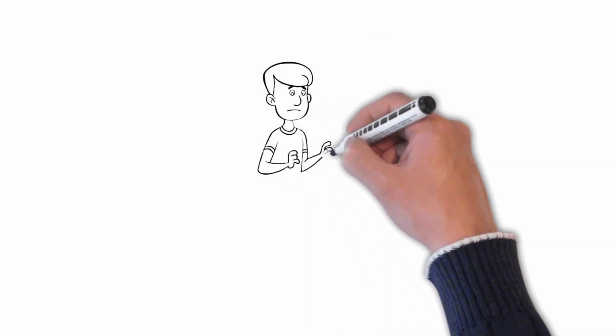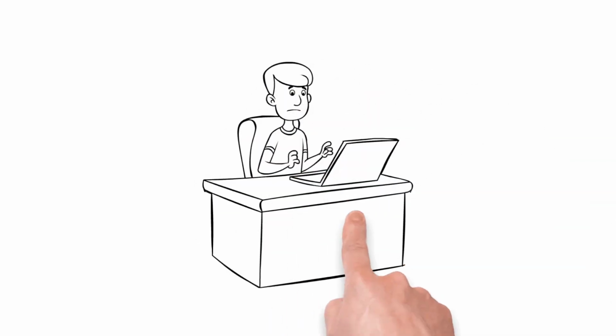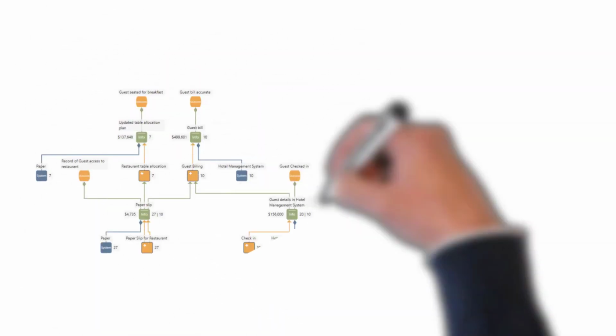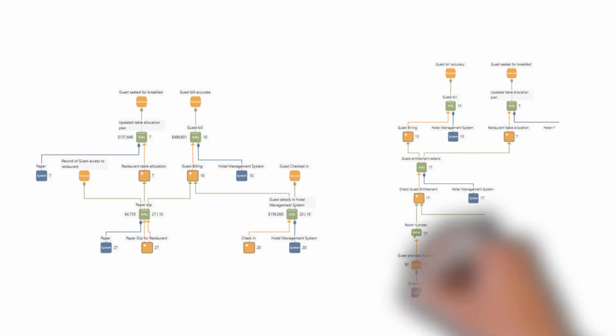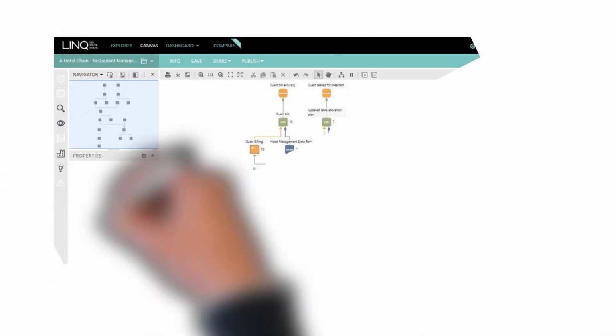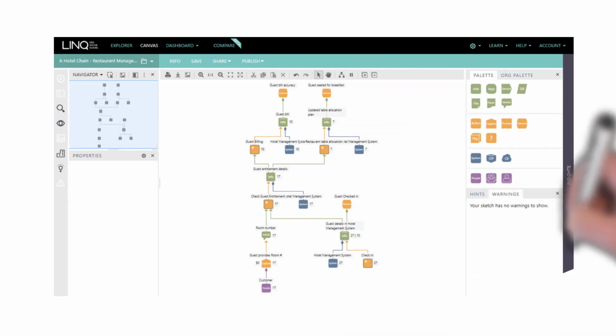So how did I come up with those numbers, and how long did it take me to do it? Let's take a look at the models I created, the current state of how the hotel manages admissions today, and a future state which removes the waste from the current process, which is where we get our savings from. So we'll now jump into LINQ and let's go through the sketches and our dashboards.